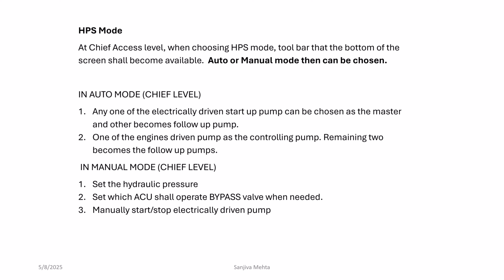In manual mode, you set the hydraulic pressure, how much pressure you want. Set which ACU shall operate the bypass valve when needed. The bypass valve is operated by the ACU. Manually start and stop the electrically driven pump. You can start manually and you can stop manually when the pressure has come up. All right, as per your experiences.